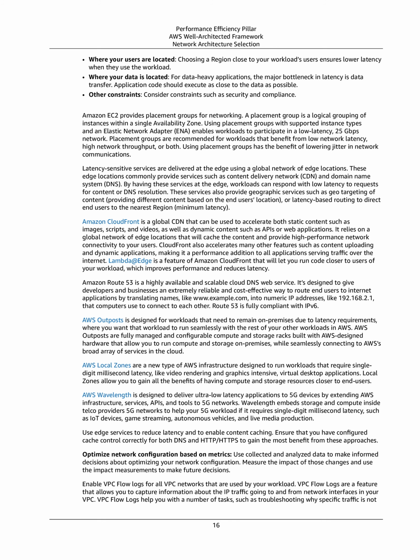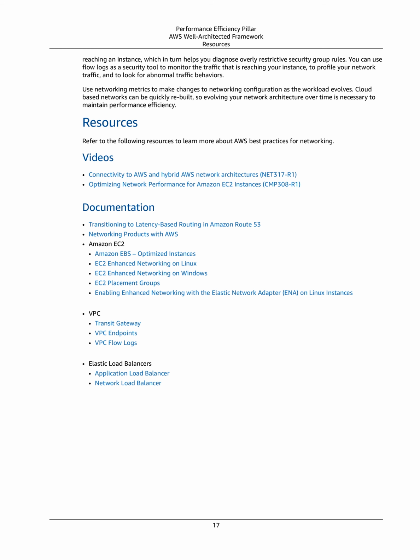Enable VPC flow logs for all VPC networks that are used by your workload. VPC flow logs are a feature that allows you to capture information about the IP traffic going to and from network interfaces in your VPC. VPC flow logs help you with a number of tasks, such as troubleshooting why specific traffic is not reaching an instance, which in turn helps you diagnose overly restrictive security group rules.